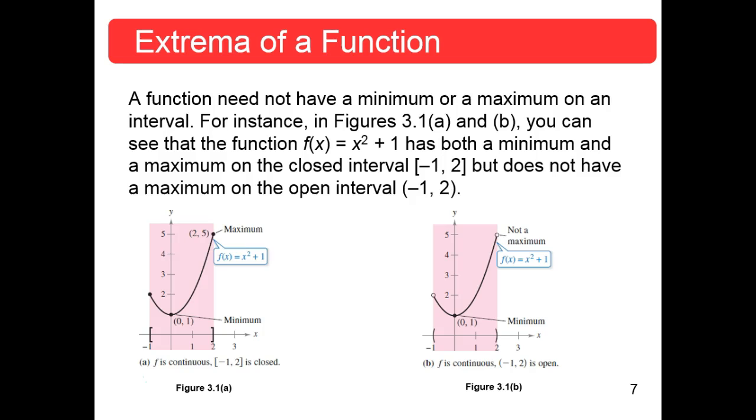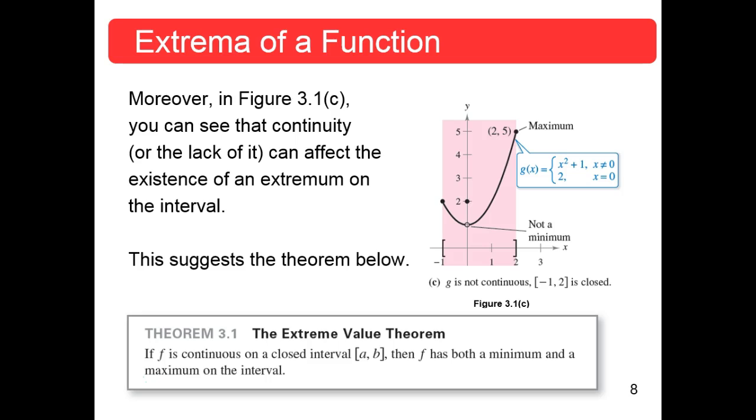So this does not have a maximum because that endpoint is not defined. Okay? It's an open value there. So this would have a minimum, but no maximum. You know where the maximum would be if you defined it, but it doesn't have one. All right.